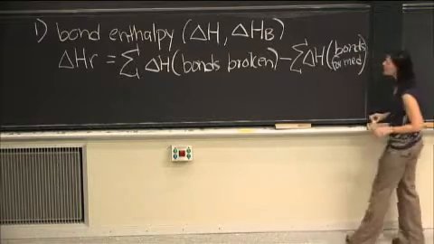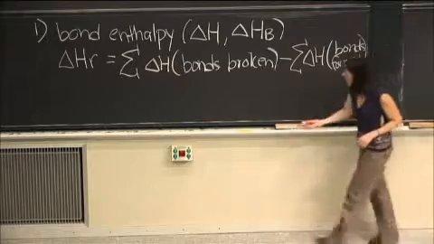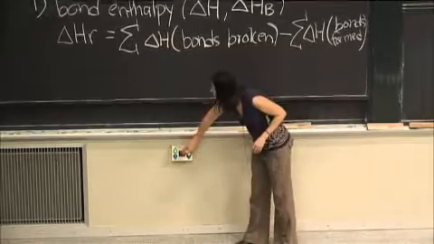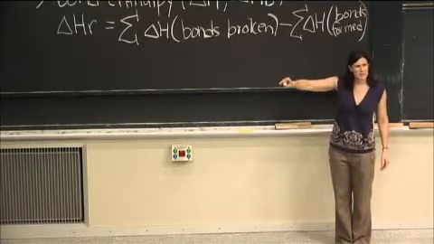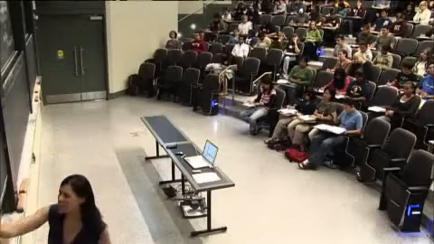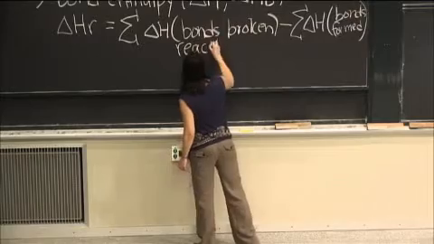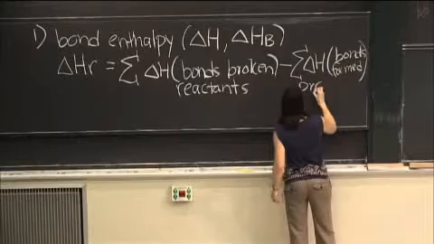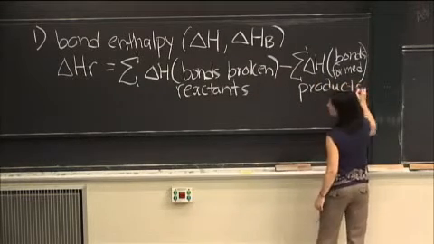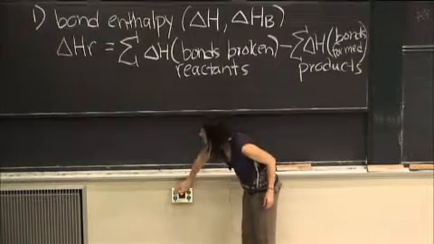All right, so let's think a little bit more about what this means. If we're talking about bonds broken, are we talking about reactants or products? Reactants. So essentially, we're summing up the bond enthalpy of reactants and subtracting it from the products. All right, great. So that's our first strategy there.